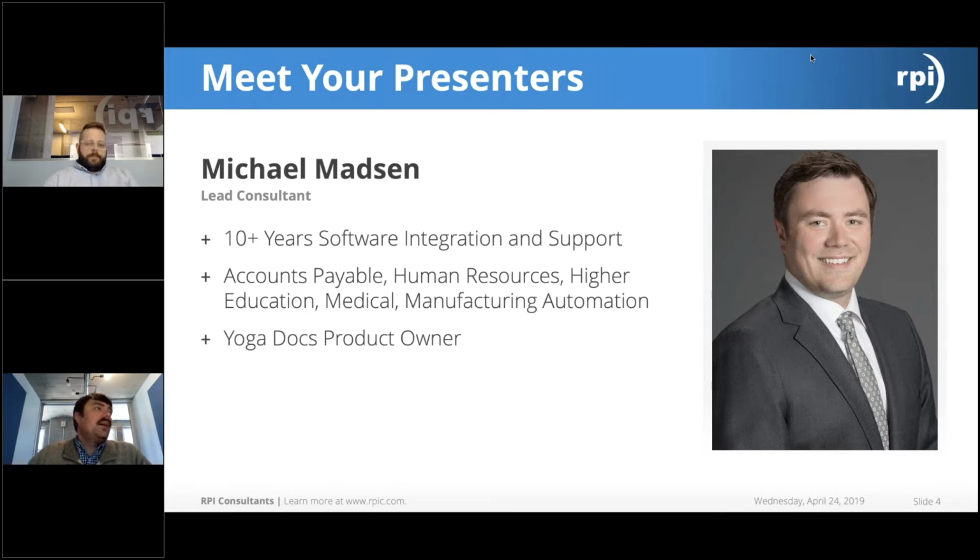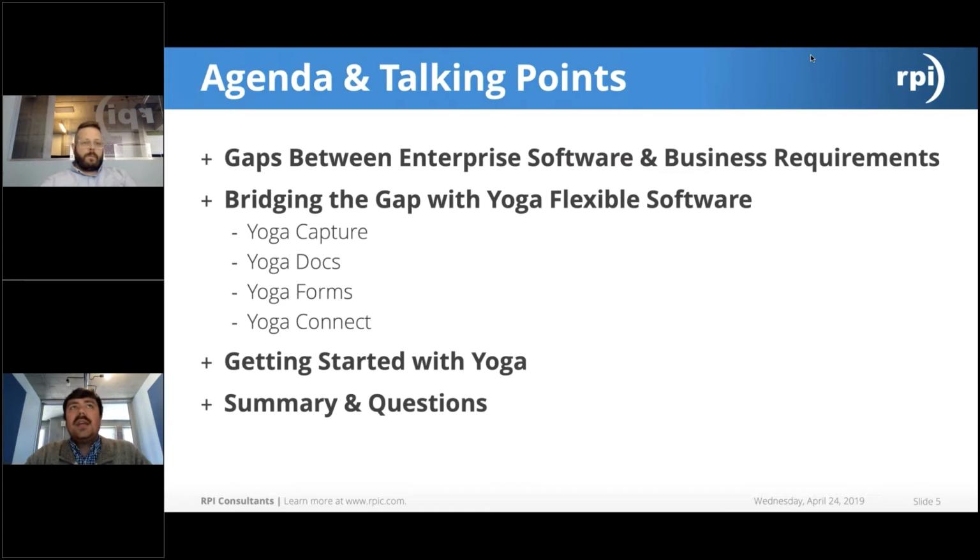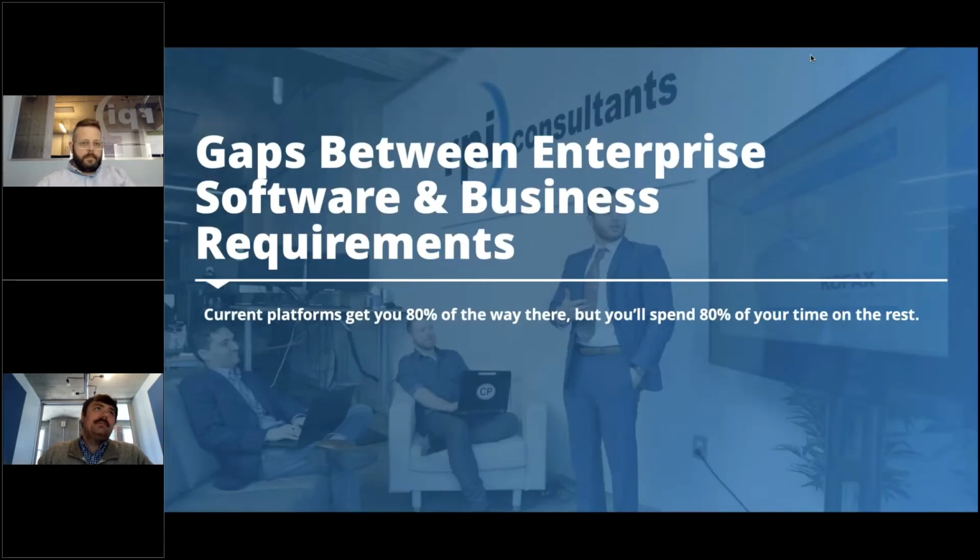So to kick us off, I'll just go through some of the information that we'll talk about today. First, we'll go over some high-level and more specific examples of the gaps between enterprise software and business requirements. We'll go through a section that's just bridging the gap with Yoga flexible software. So we'll talk about Yoga Capture, Yoga Docs, Yoga Forms, and Yoga Connect, the 4 different products that we utilize to bring together the Yoga suite. And then we'll talk about how you can get started with Yoga, and then we'll finish up with some summaries and questions. So our first section, the gaps between enterprise software and business requirements.